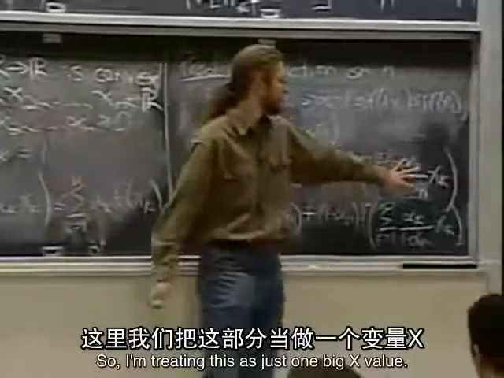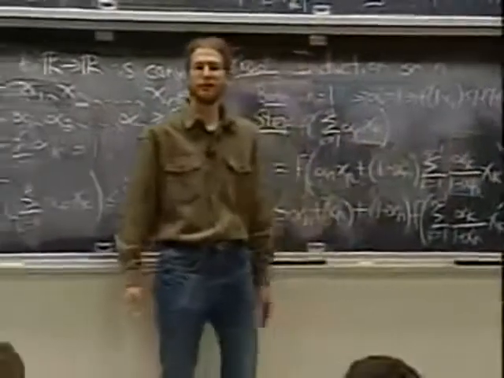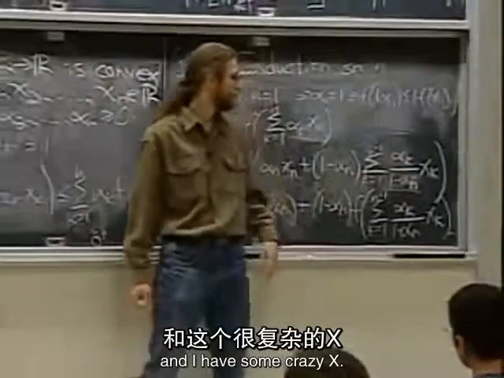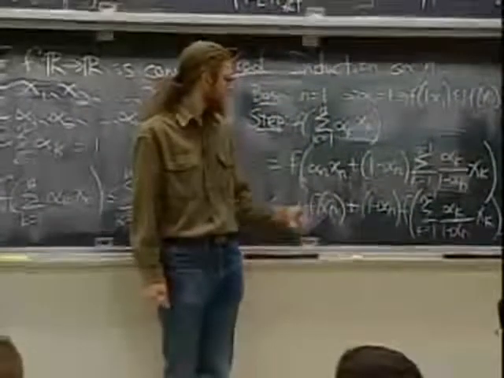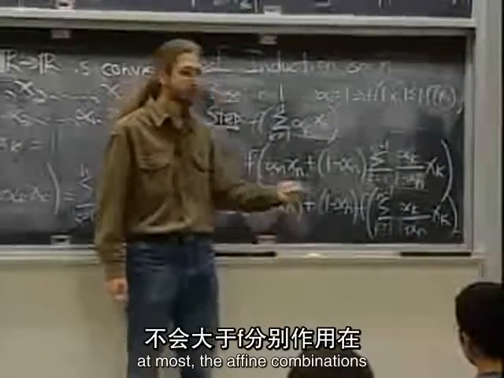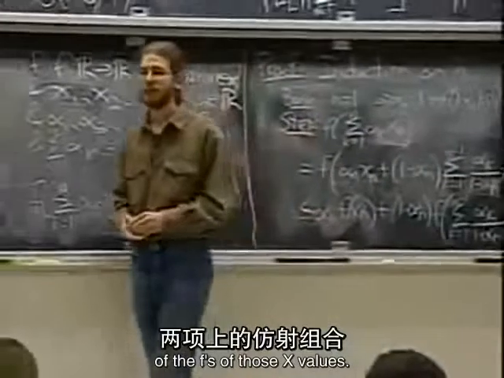So I'm treating this as just one big x value. So I have some xn and I have some crazy x. I want f of the affine combination of those two x values to be at most the affine combination of the f's of those x values.